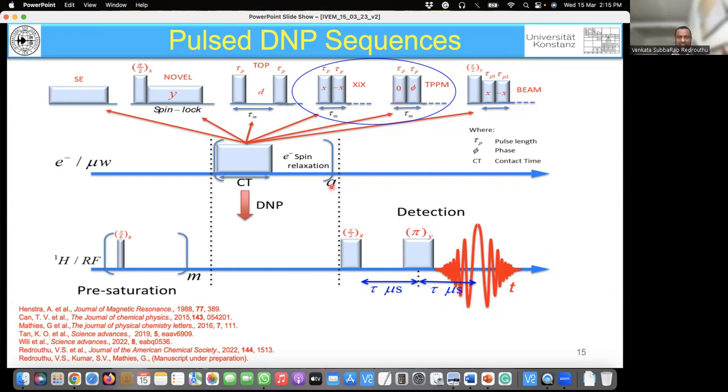This is the typical pulse DNP pulse scheme, where we have the preparation pulse to get rid of all the initial polarization on nuclear spins. Once we have the zero magnetization nuclear spins, we start the polarization transfer from electron to proton by means of pulse DNP, and then we can detect the nuclear polarization typically using the echo formation.